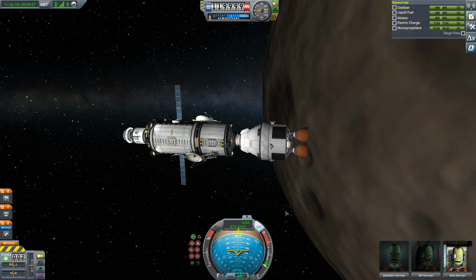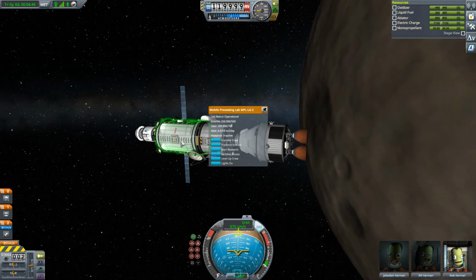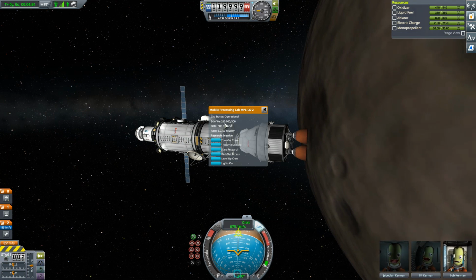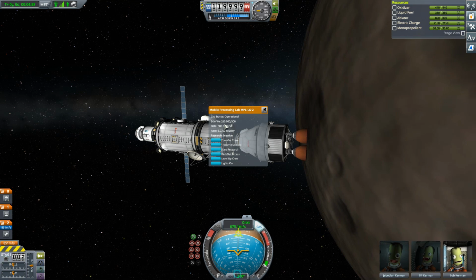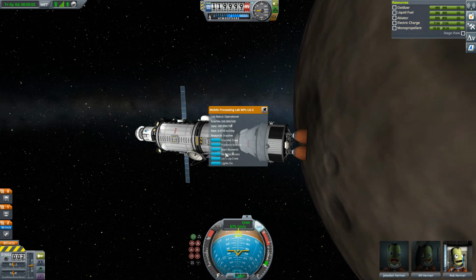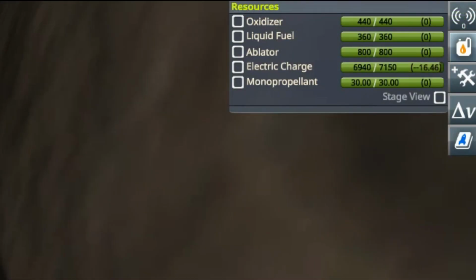Bob is already in the science processing lab, and if we click on it, oh lordy, I happen to have exactly 250 units of science. What an amazing coincidence that happens to be. Well, let's transmit that and see if we end up using the amount of electric charge that we suspect we should be. So transmitting said science.